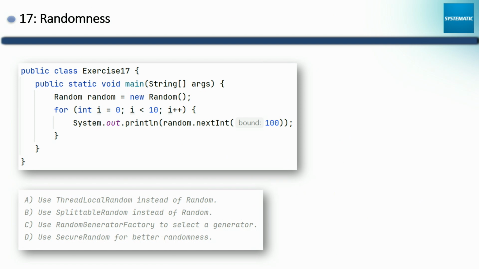The first option is to use ThreadLocalRandom instead of that Random class; to use SplittableRandom instead of Random; to use RandomGeneratorFactory; or to use SecureRandom for better randomness. So out of these 4 options, let's see which one you will select, and you can submit your answer now.